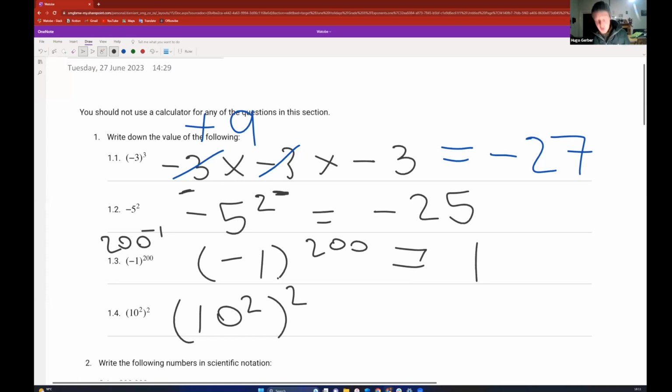So because of BODMAS, we're going to do whatever's inside the bracket first. Okay. So let me get my blue pen again. We're going to figure out what's going on inside the brackets. 10 to the power of 2 is the same as saying 10 times 10. 10 times 10 is 100. Thank you so much. Now that's sorting out the brackets according to the law of BODMAS. We sorted out the bracket first.